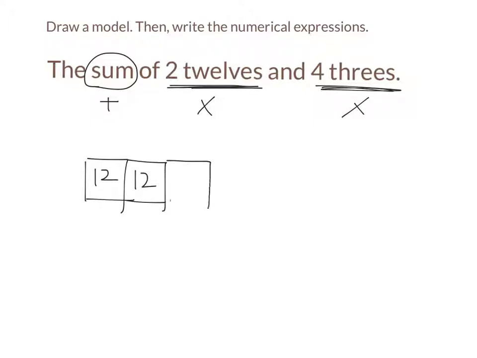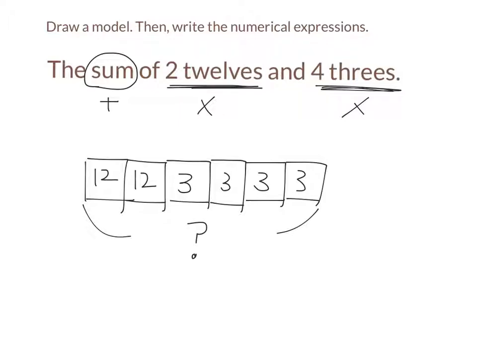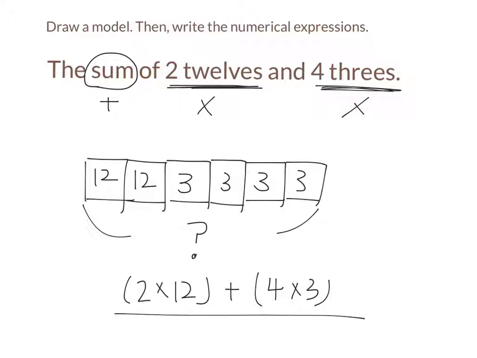Okay, then I have, here's a 3. How many 3s do I need? 4. Okay, so let me draw 4 3s. 1, 2, 3, 4. If I'm adding all these things together, does that show that I have the sum of 2 12s and 4 3s? Very good. How can I write this down? I can write I have 2 12s, and I'm going to add that to 4 3s. Do you see that? Yeah. I have 2 copies of 12s, and then add it to 4 copies of 3s. Once again, this is the numerical expression, and this is the model.